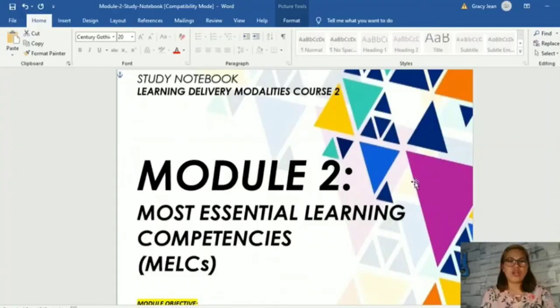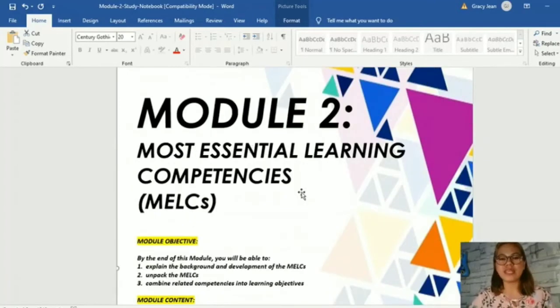So, in our last topic, we talked about module 1 in our study notebook for the learning delivery modalities course 2 or LDM. So, for module 2, learning competencies or NELPs. Last year, ang ginamit po natin yung school curriculum guide for our DLL or LDM. Yun po ang binasihan natin. But for MELCs, okay? Most Essential Learning Competencies.